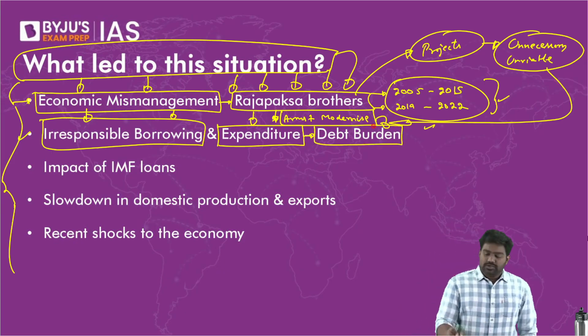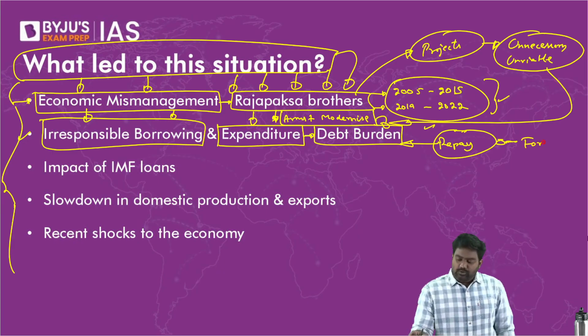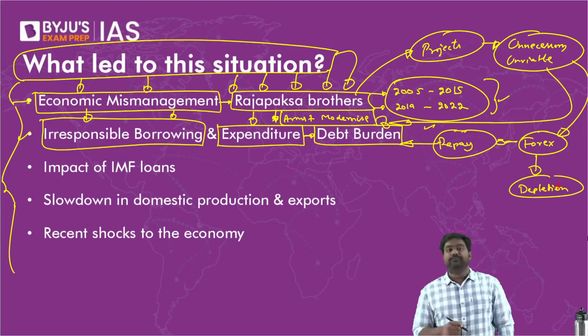Is that clear? So to repay the loans, Sri Lanka had no other choice. It wasn't generating enough revenue and forex reserves, so it had to depend on its existing forex reserves to repay the loans, causing this depletion of its forex reserves. This was one of the prime reasons.